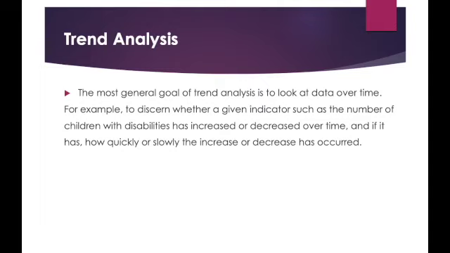An example is to look at the number of children with disabilities versus time, to be able to discern whether a given indicator, such as the number of children with disabilities that we discussed, is related to time in a decreasing, increasing, or even fluctuating up and down way, whether there's some pattern in relation to time. And trend analysis can also tell us how quickly or slowly the increase or decrease occurs through time, or the rate of change over time.